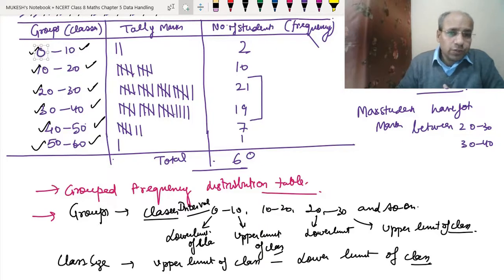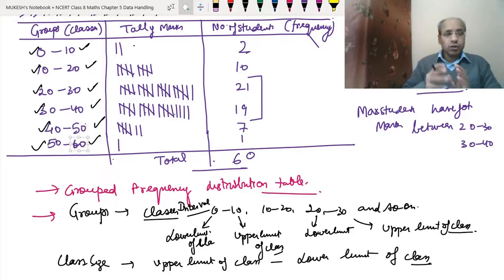Then, whatever the data is given, we make tally marks against that class. That means if there is any number which is 0 or more but less than 10, it will come against this. Same for here: in 10 to 20, the numbers will come that are 10 or more but less than 20. Here 20 or more but less than 30. Here 30 or more but less than 40. Here 40 or more but less than 50. Here 50 or more but less than 60. I hope this is clear to you.